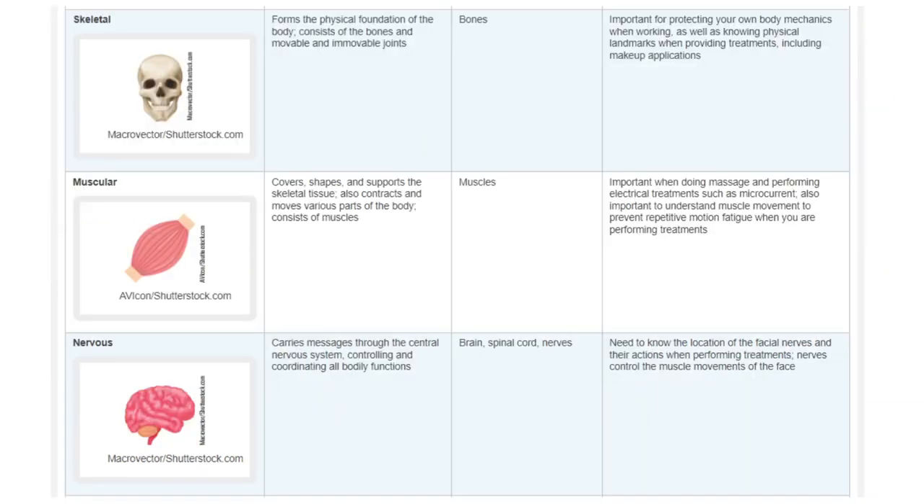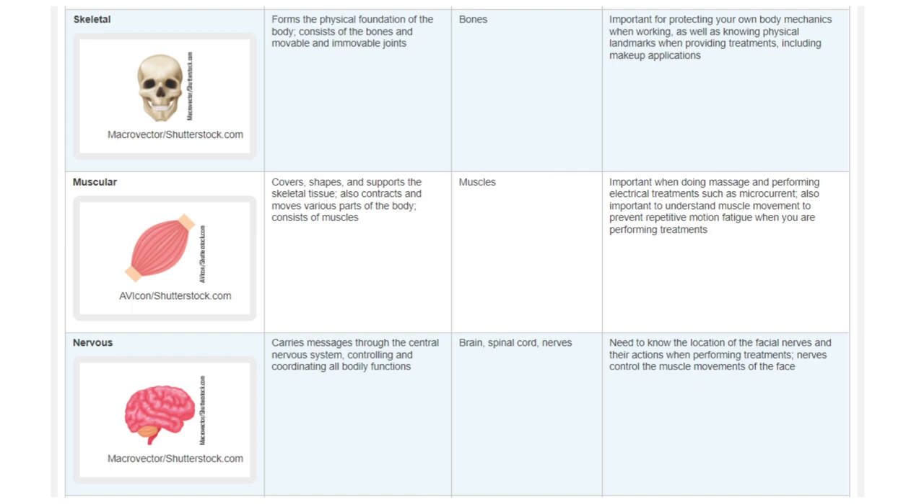Skeletal system. Functions: forms the physical foundation of the body, consists of the bones and movable and immovable joints. Organs: bones. Why know this? Important for protecting your own body mechanics when working, as well as knowing physical landmarks when providing treatments, including makeup applications.